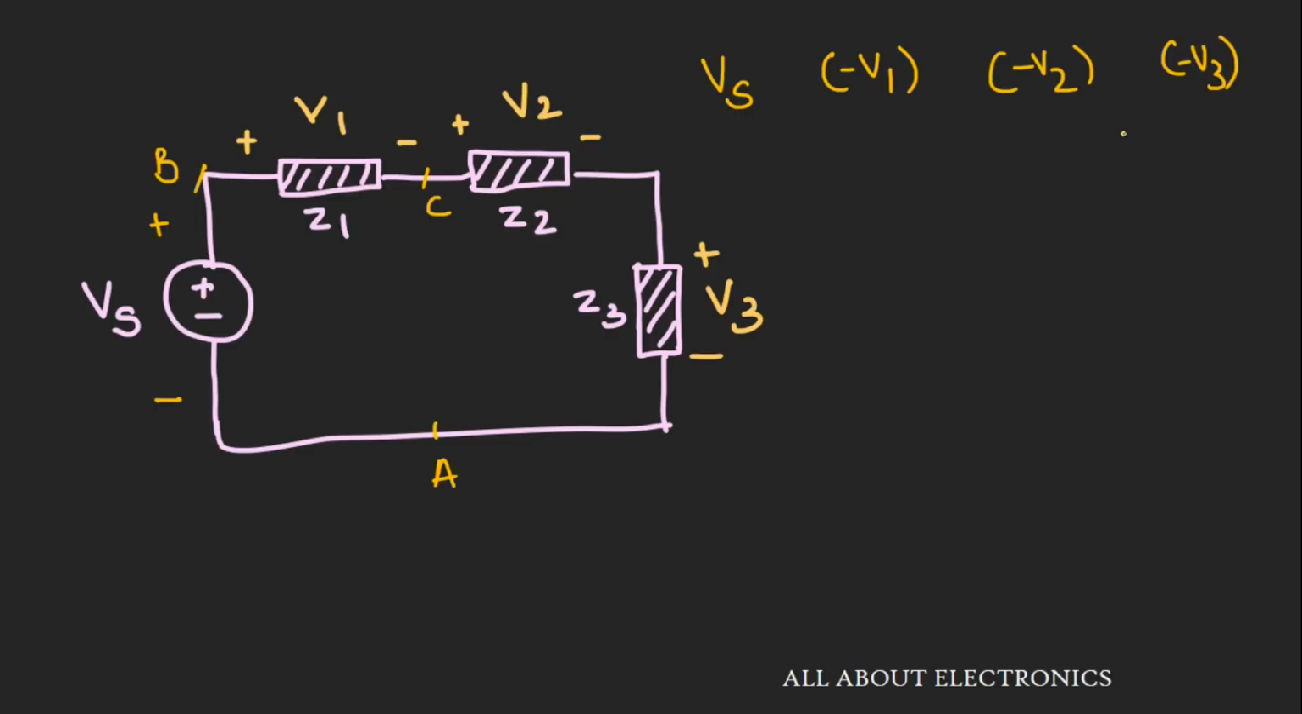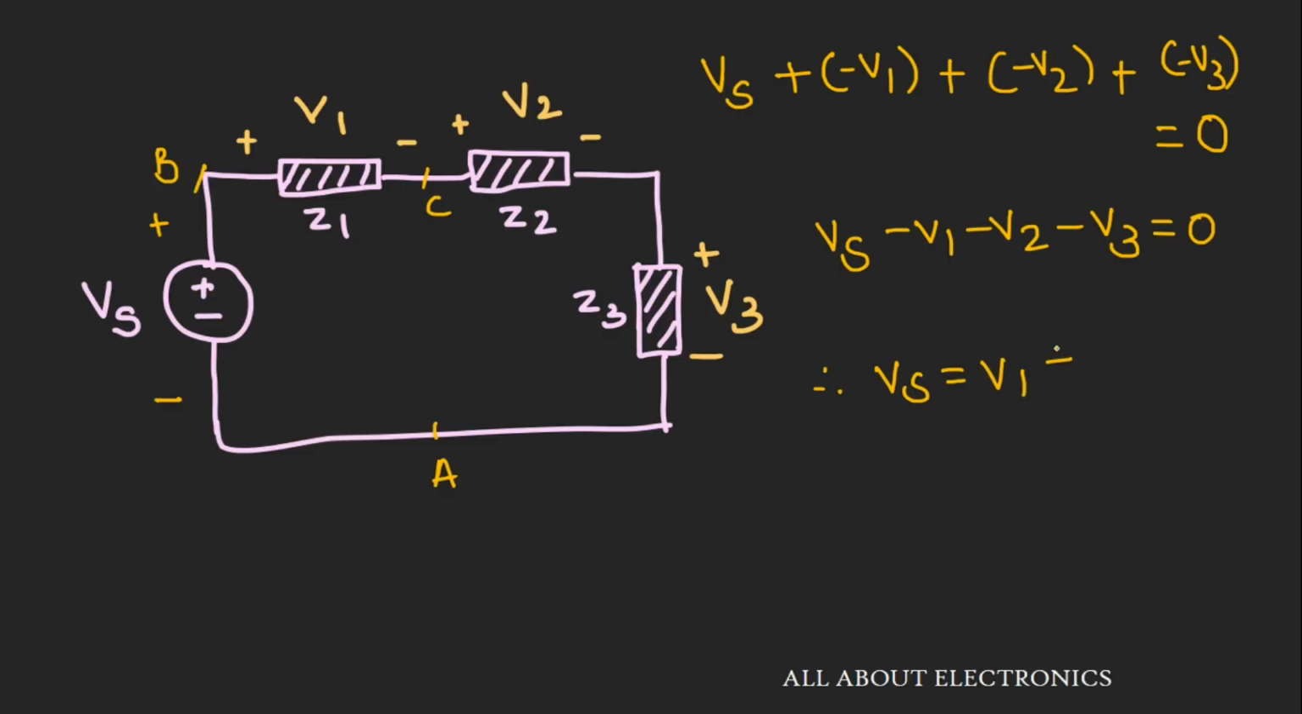According to Kirchhoff's voltage law, the algebraic sum of all these voltages is 0 in any electrical loop. So you can say that Vs plus (minus V1) plus (minus V2) plus (minus V3) is equal to 0, or we can write it as Vs minus V1 minus V2 minus V3 is equal to 0. That means Vs is equal to V1 plus V2 plus V3.